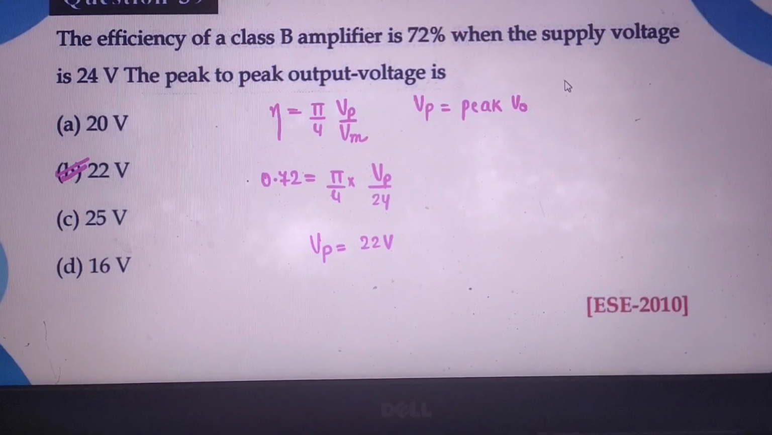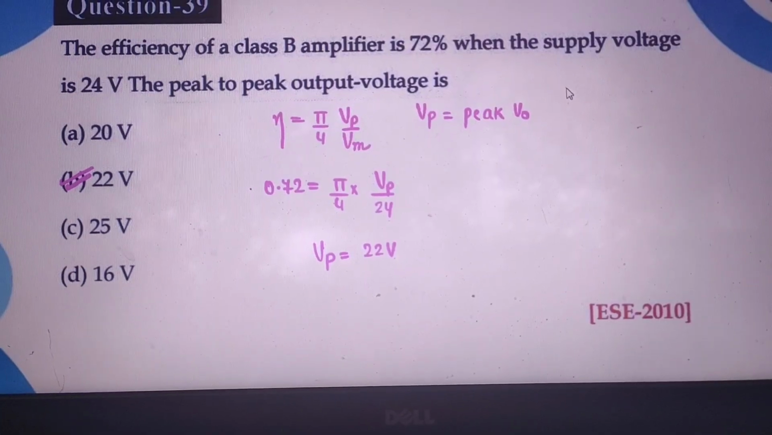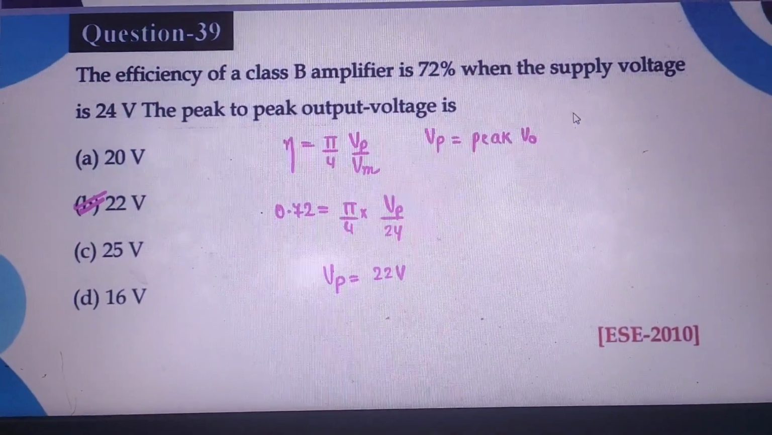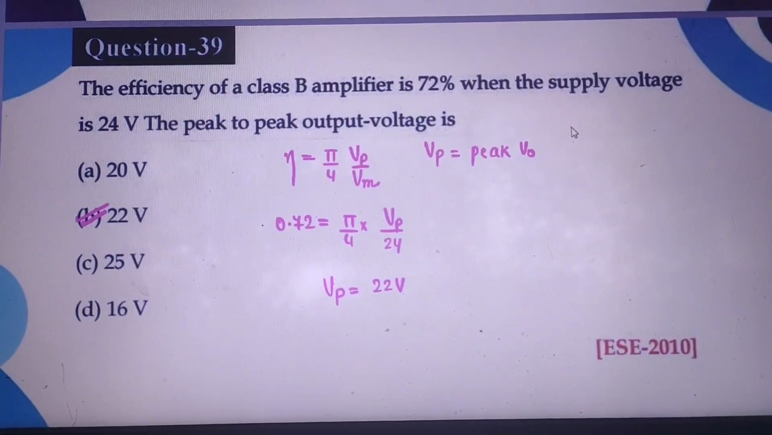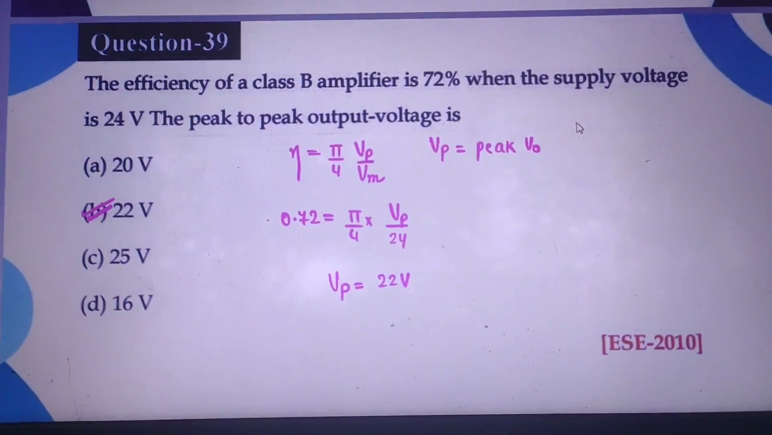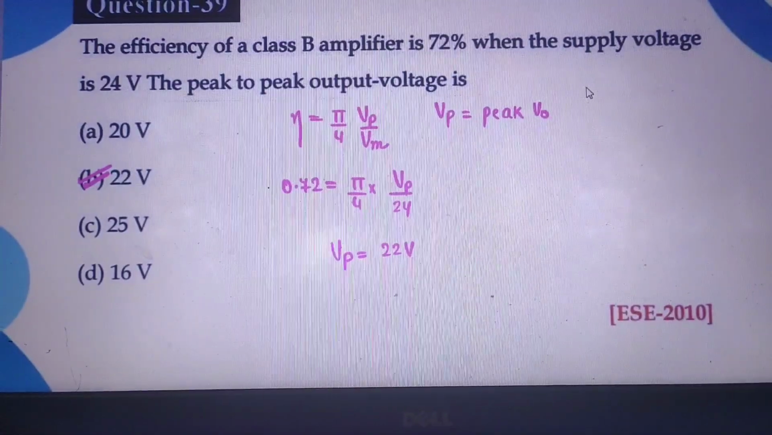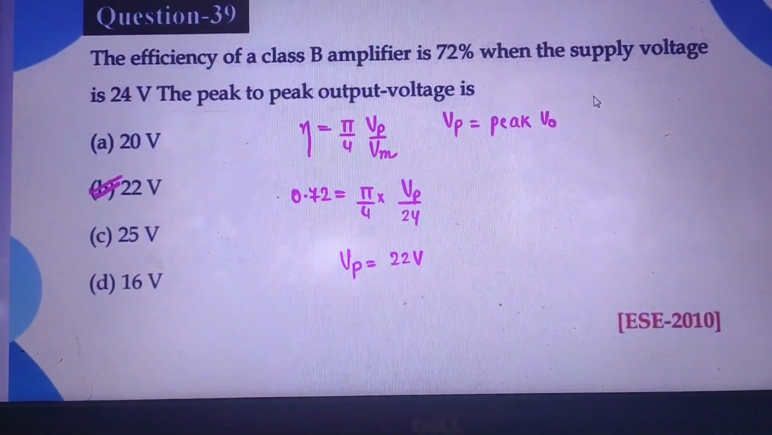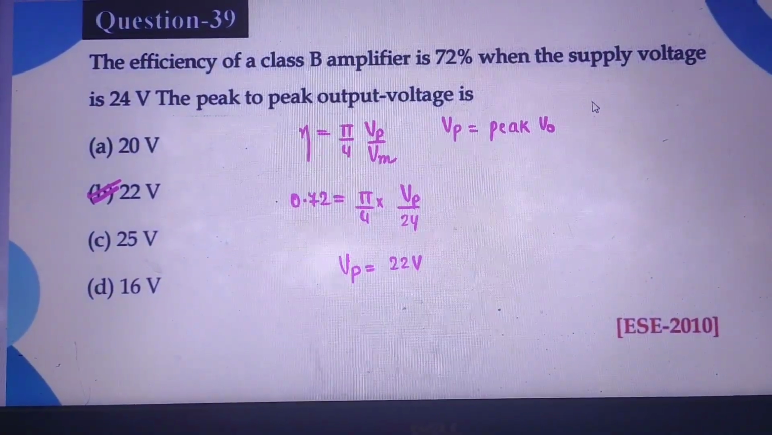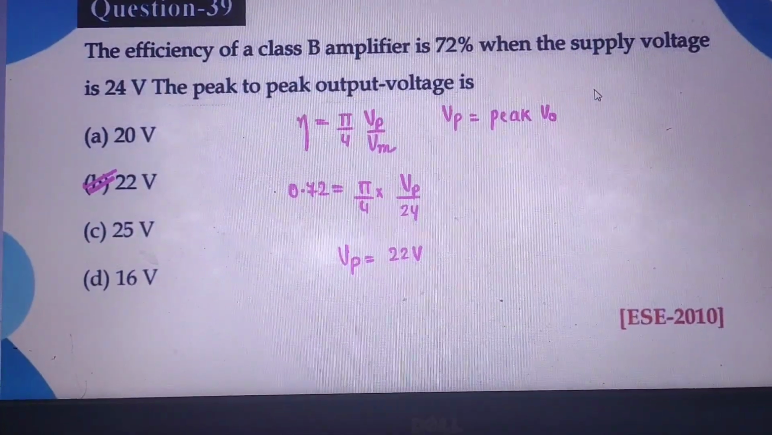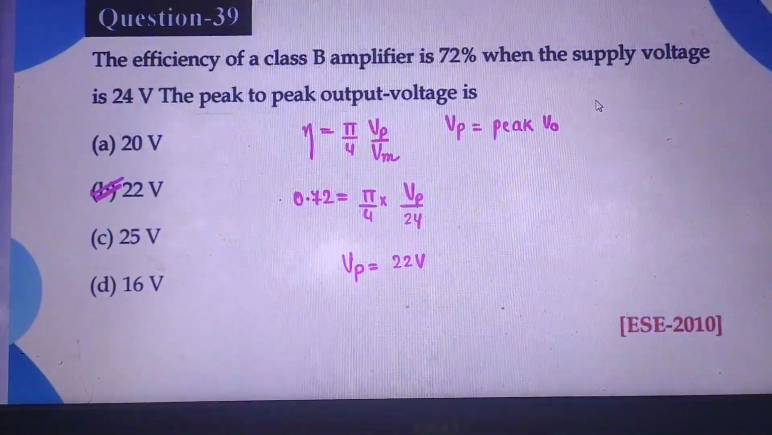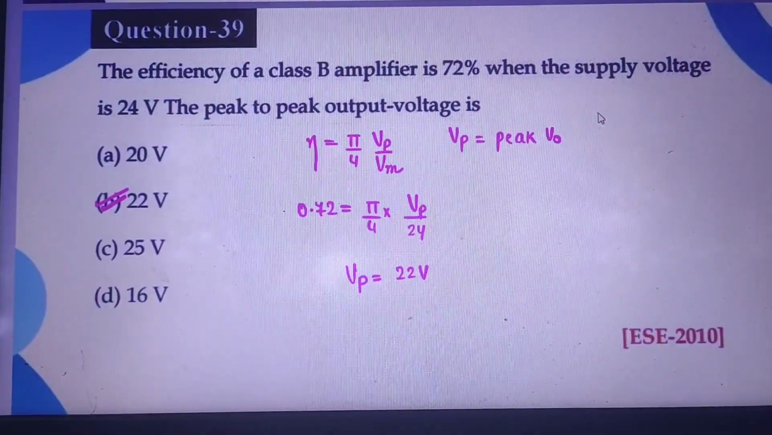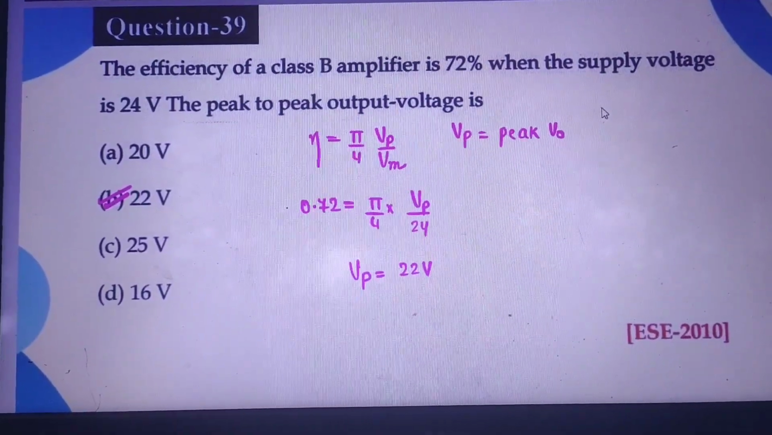The efficiency of a class B amplifier is 72% when the supply voltage is 24 volts. He is asking for the peak to peak output voltage. Peak to peak output voltage is nothing but the peak voltage by 2. But here, for efficiency, you can write the formula as pi by 4 into V peak by Vm. Efficiency is given as 0.72, pi by 4 is written as it is, V peak we have to find out, and Vm is 24 volts.